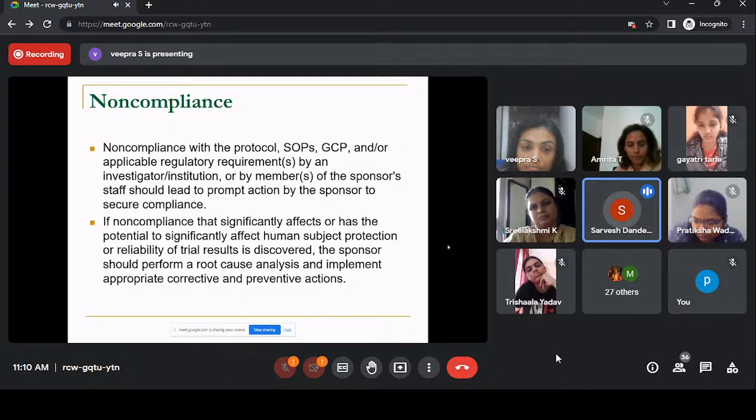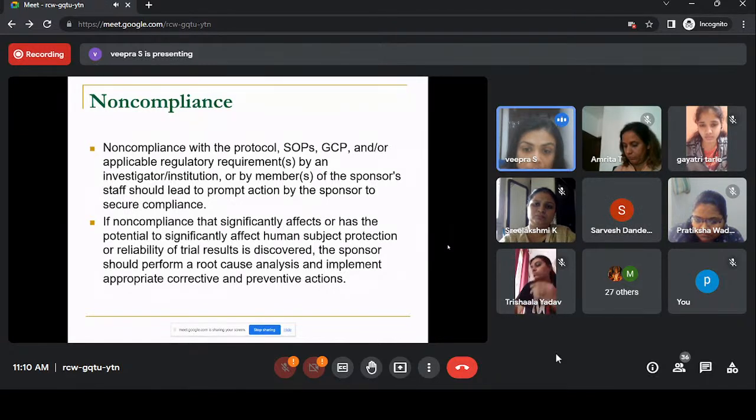If any deviation happens, then for compliance we have to make some changes in the SOPs. So we have to take that CAPA, that corrective action and preventive action. Why are we doing these corrective and preventive actions? For avoiding these issues in future. We have to avoid the same issues in future. So for that, the corrective and preventive actions.